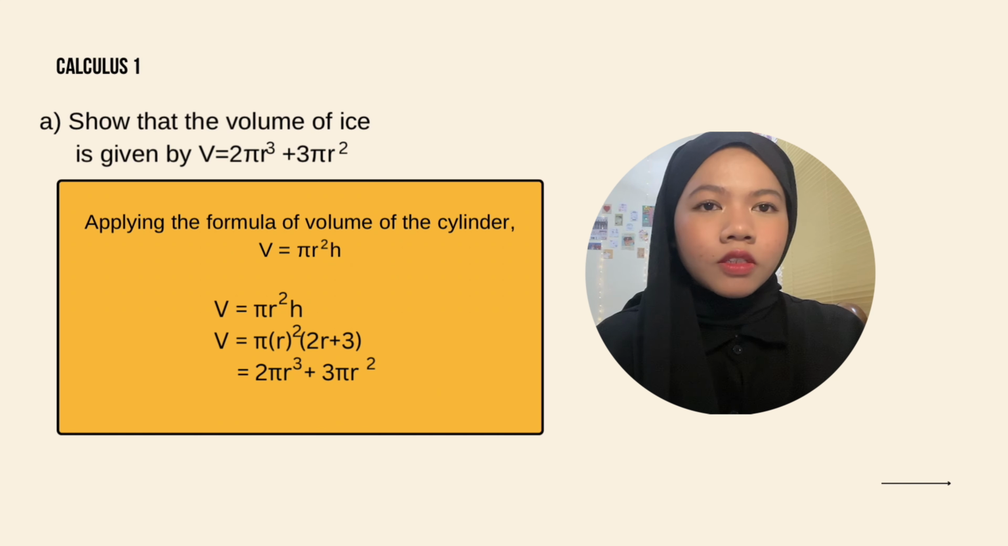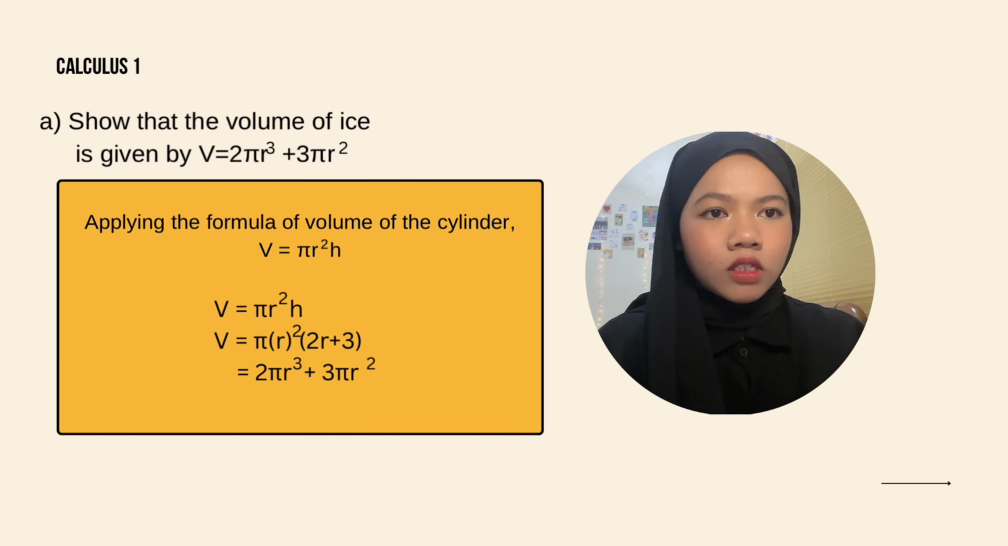Question A. Show that the volume of ice is given by V = 2πr³ + 3πr². This can be solved by applying the formula of the volume of the cylinder, which is V = πr²h. So what we have to do is substitute the given radius, which is r cm, and the given height of the cylinder, which is 2r + 3.